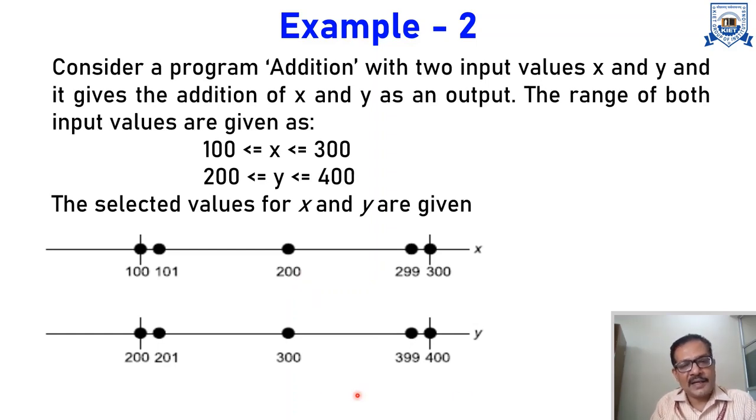And similarly for the value of y, I can say the minimum value is 200 and a value which is just above, that is 201, 400, 399, and one average value which is 200 plus 400 divided by 2, and it is 300. So these are the possible values of x and y by using boundary value analysis, and accordingly we can go for generating the test cases.